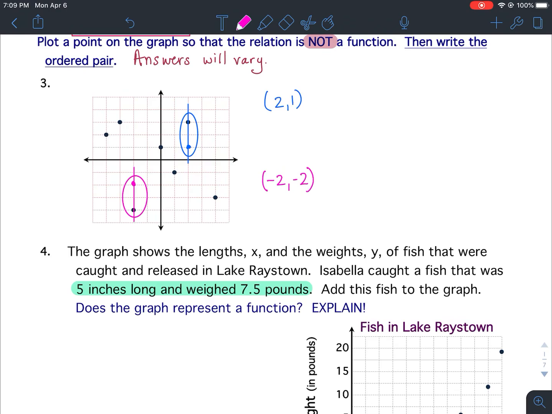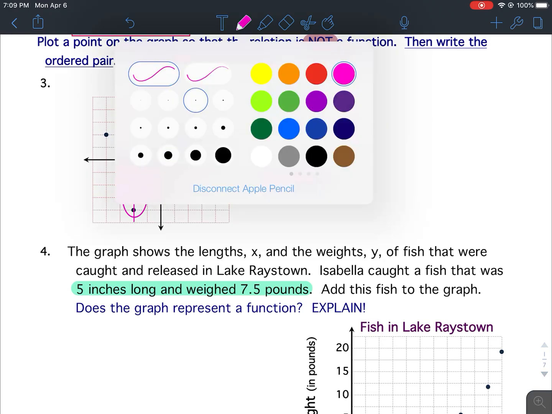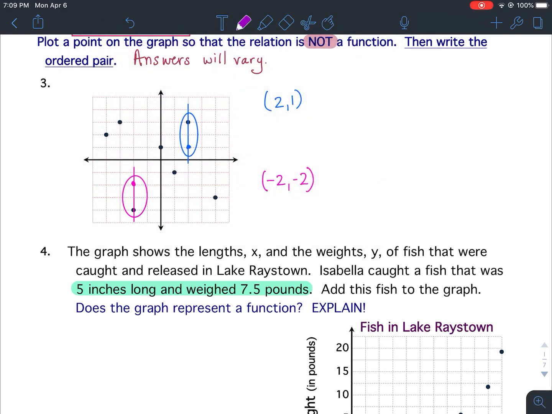Now, on the test, you need to be careful because it may ask you to keep it a function. And if we want to keep it a function, then you're going to have to plot the point somewhere on a line that does not already have a point. So if I wanted to keep this a function, I might plot a point right here. That would keep it a function. If I plotted a point here, that would keep it a function. Notice how there's no points on that line. So be careful because on the test, it may ask you to keep it a function. If it does, then you want it to pass the vertical line test.